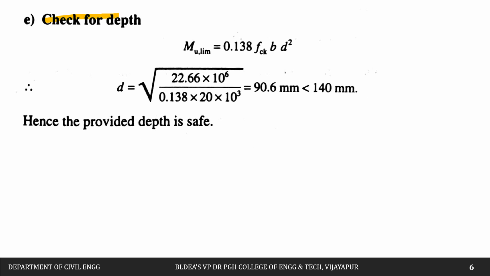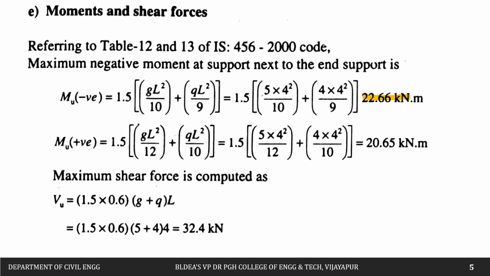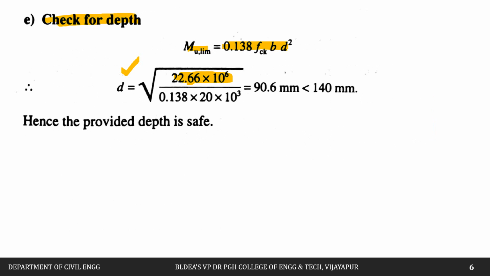So let us try to check the depth required for the maximum moment, that is Mulim is equal to 0.138 fck bd square. So therefore d required will be equal to M, that is maximum what we have, 22.6 out of these two. So therefore 22.6 into 10 raised to 6 divided by 0.138 fck b d square. So b will be 1000. So if you calculate, depth required will be 90.6, which is less than 140 mm. So therefore what depth we have provided is safe.